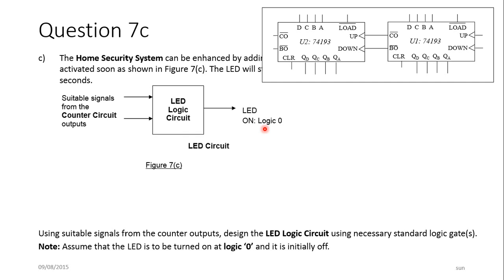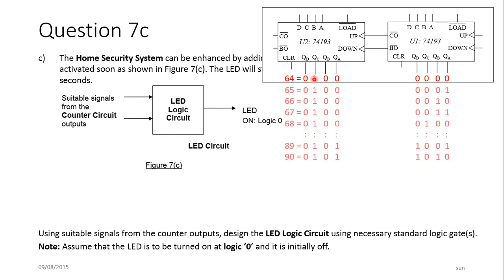Here we need to have a signal indicating that the counter has reached 64. Looking at the binary of 64, we have 0, 1, 0, 0, 0, 0, 0, 0. Notice that bit 6 or QC of U2 turns logic 1 when the output reaches 64 and remains 1 throughout the counting. Hence, QC of U2 will be the signal to indicate that the counter has reached 64.